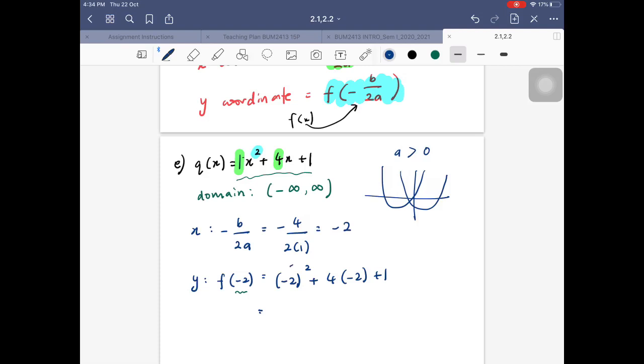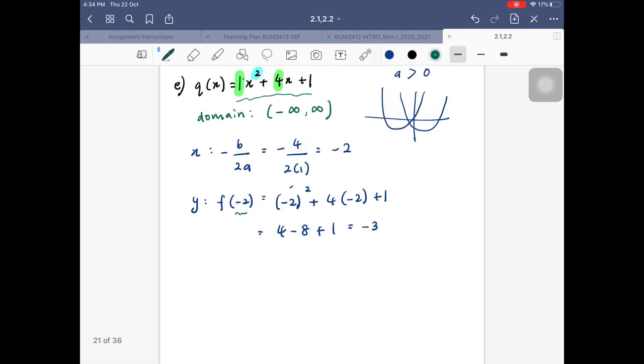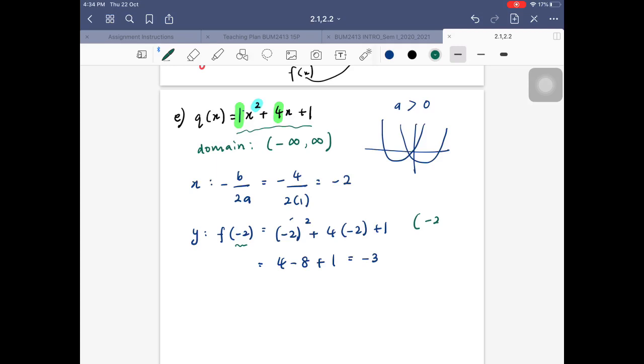And when I do the calculation, this is going to be 4 minus 8 plus 1, and 4 minus 8 is going to be negative 4, plus 1, that is going to be negative 3. So now I get the coordinate. So the minimum value will be at negative 2, negative 3.